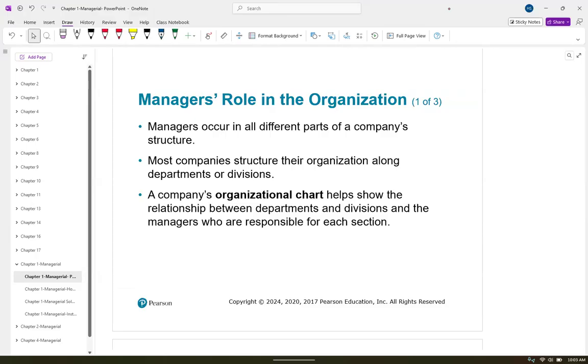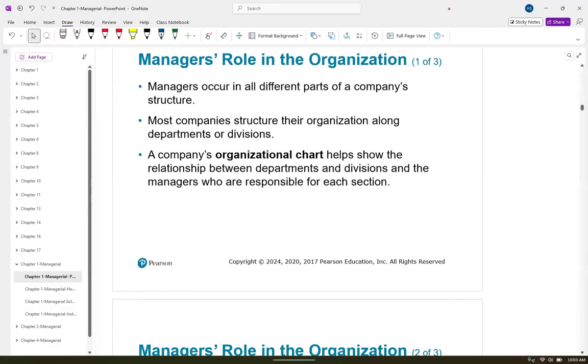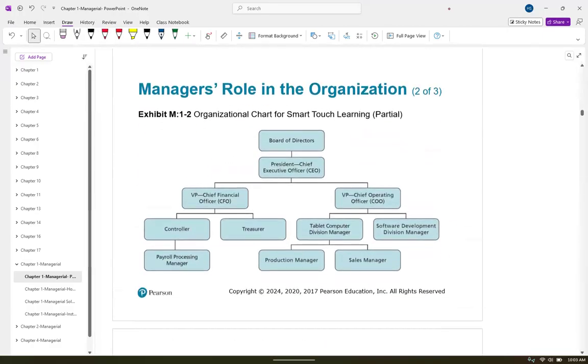Most companies will structure their organization along departments or divisions. We have an organizational chart here that helps you see everything that's going on. So we have the board of directors. Remember, we're looking at a corporation. The board of directors elects the president, CEO, CFO, things like that. Then from the president comes down all of the different vice presidents. There's usually more than one, more than two. This is just a very simple example.